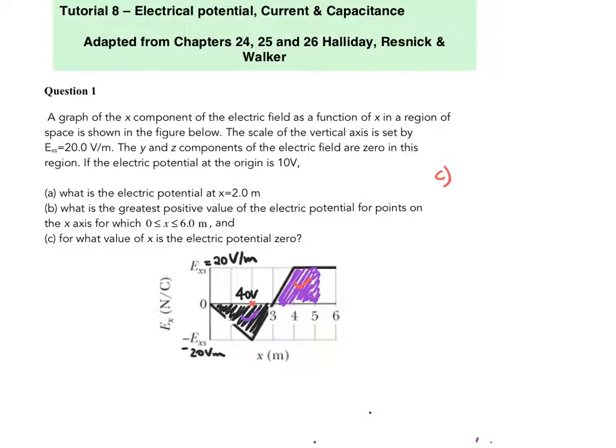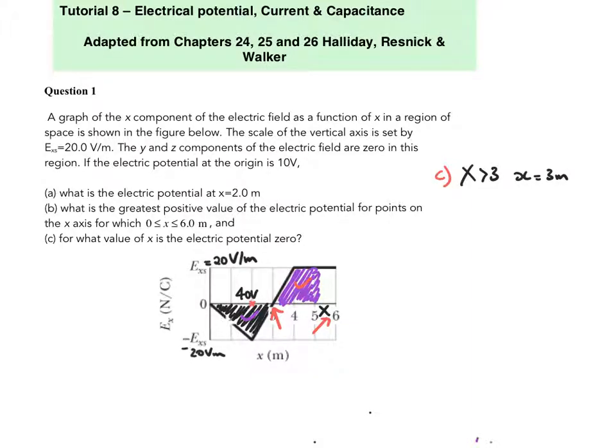So we want to find some position, big X, where we have enough potential difference to cancel out the potential difference up to X equals 3. So we're looking for some big X, which is greater than 3, such that the area from X equals 3 meters, this point, up to this point, is 40 volts.